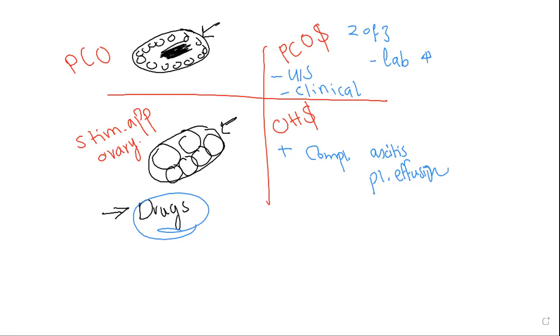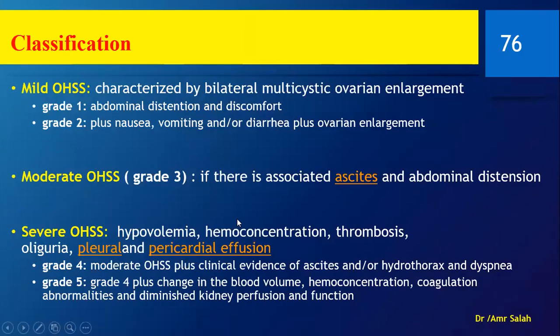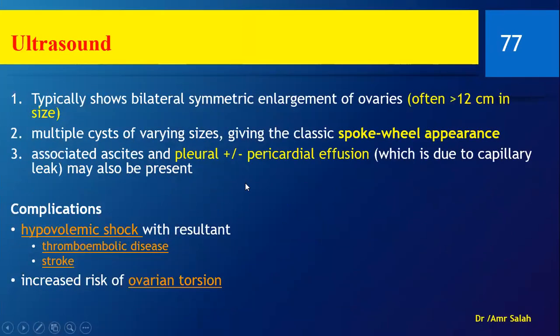So back to our slides here. These are the complications, as we said, that would make the patient have ovarian hyperstimulation syndrome. It would be moderate if she has only moderate ascites in her abdomen, and it would be severe if this progresses and propagates to her lungs, having a pleural effusion. Okay, all right.